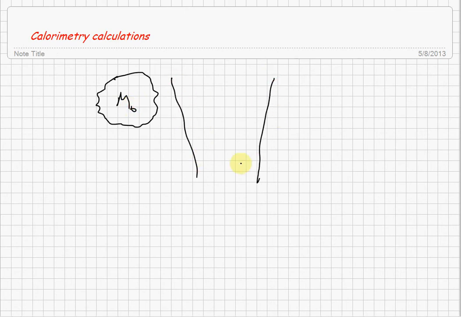All right, in this module we're going to look at calorimetry calculations, and these are calculations we can do several things with. In general, when we talk about calorimetry calculations, we're talking about taking some kind of an object, a mass of some material, a mass of some object, and dropping it into, most often, some quantity of water.